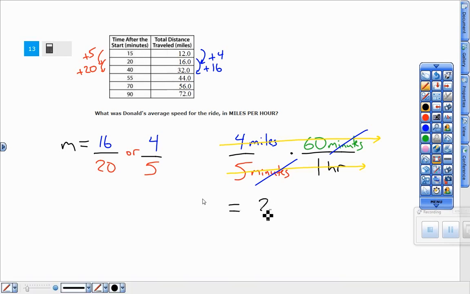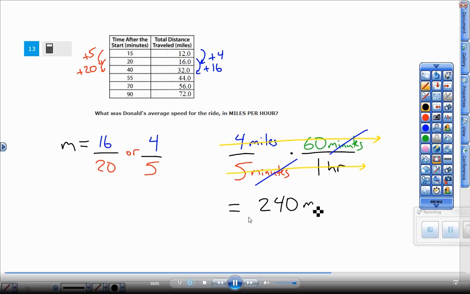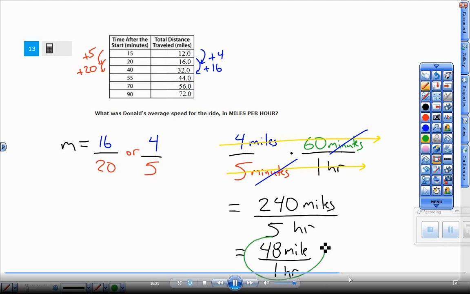miles over 5 hours. And then again, I need the base unit rate. That is not the unit rate. I need it over 1 hour. So if I divide that, that gives me, I believe, 48 miles for every 1 hour. And again, a key sentence would be use any ratio, or you could say make sure to show the work where the units cancel, or you could say divide it down to its base unit rate. Those are all key things you could say about this problem.